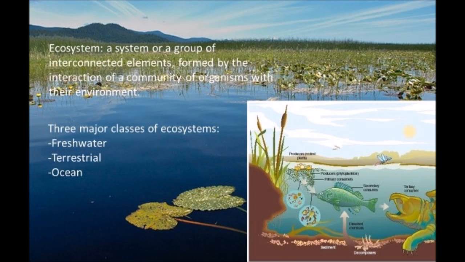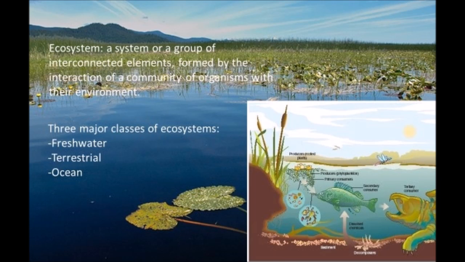An ecosystem is a biotic community and its abiotic environment. It's a system or a group of interconnected elements formed by the interaction of a community of organisms with their environment. There are three major classes of ecosystem: freshwater, terrestrial, and ocean.